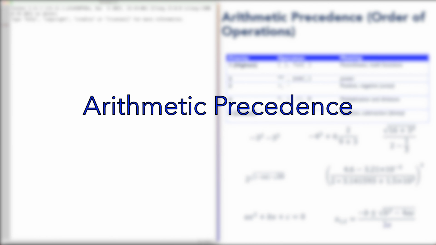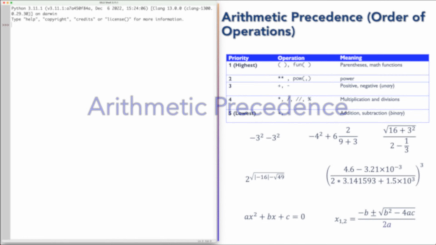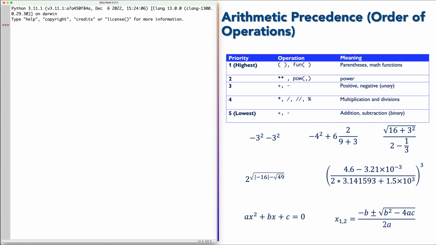The arithmetic precedence, or the order of operations, is similar in Python to that in general mathematics. So mostly the power, then positive and negative signs, multiplication and division, and finally the lowest are addition and subtraction. However, because in Python we use parentheses to group some operations, the highest priority is given to these, in order to solve the parentheses, or to transfer the values to the functions first.